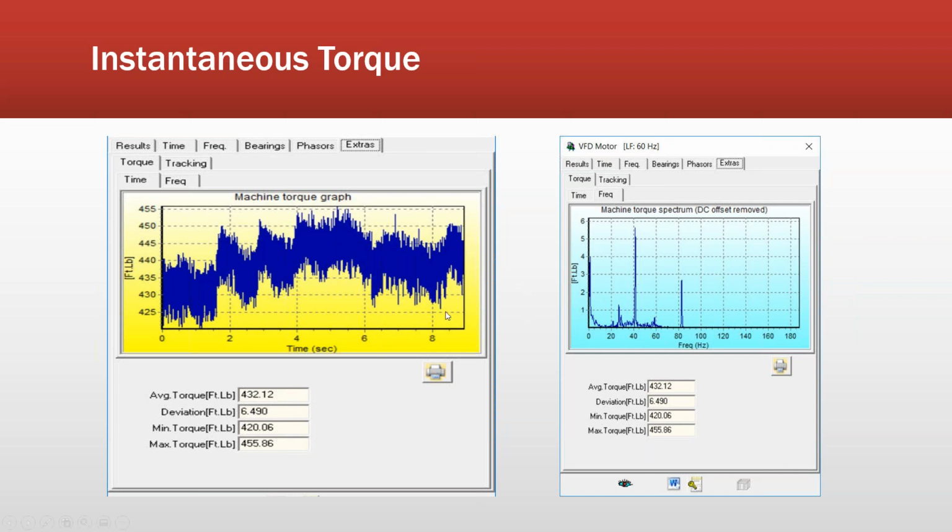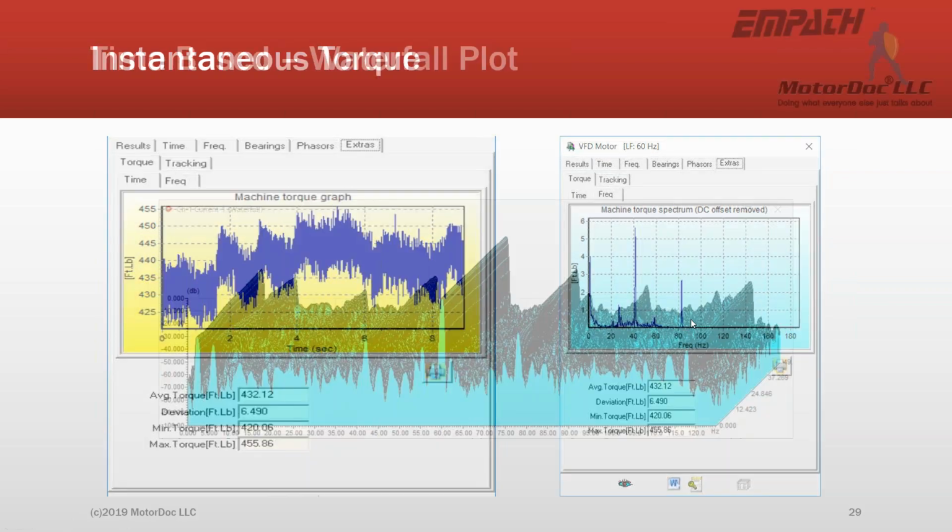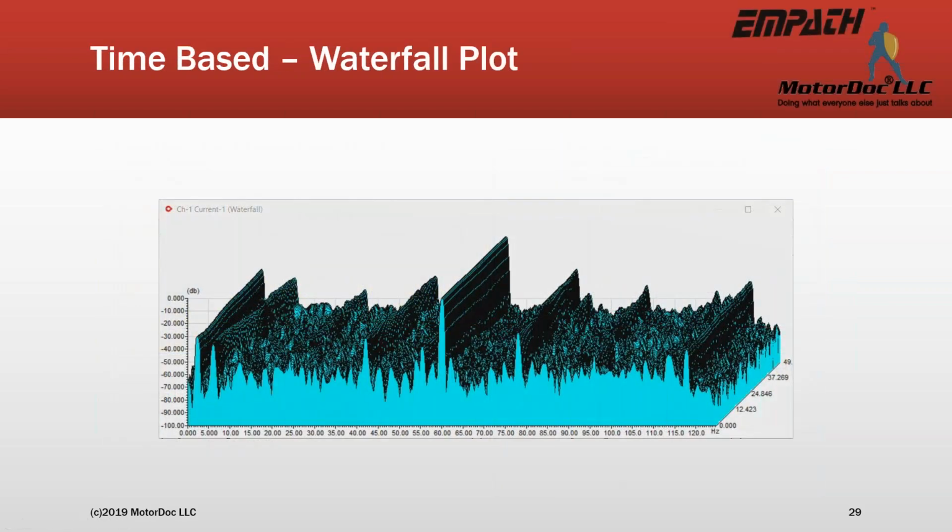And then here is my instantaneous air gap torque. So this is the time waveform, and on the right, this is the FFT. Need a sip of coffee here, pardon me.